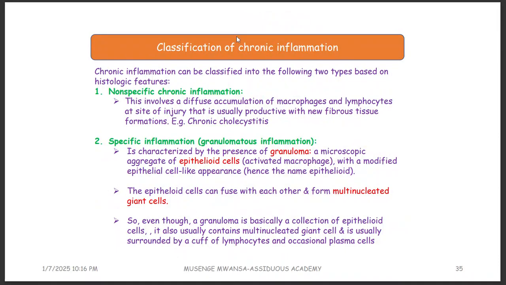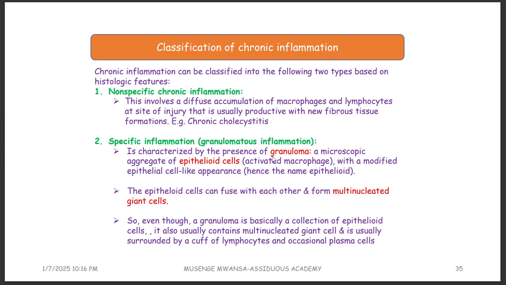Okay. Classification of chronic inflammation. It can be non-specific chronic inflammation, which involves the diffuse accumulation of macrophages and lymphocytes at a site of injury that is usually productive with new fibrous tissue. For example, chronic cholecystitis. That is non-specific. In specific inflammation, we call this granulomatous inflammation because there's going to be a way in which the cells are going to arrange themselves properly.